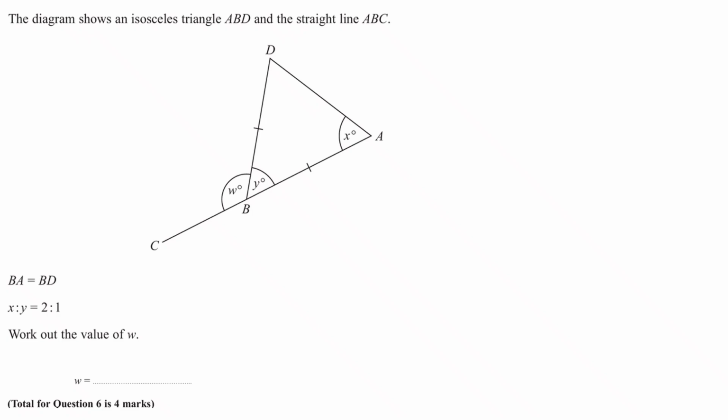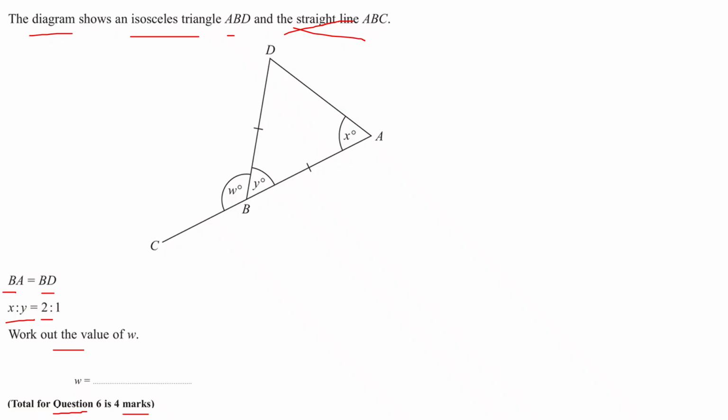In this Edexcel 4-mark question, we're given that the diagram shows an isosceles triangle ABD and the straight line ABC, and we're told that BA equals BD, and the ratio of x to y is 2 to 1. We need to work out the value of w. This is question 6 from my past paper, and it's worth 4 marks on the Edexcel paper.